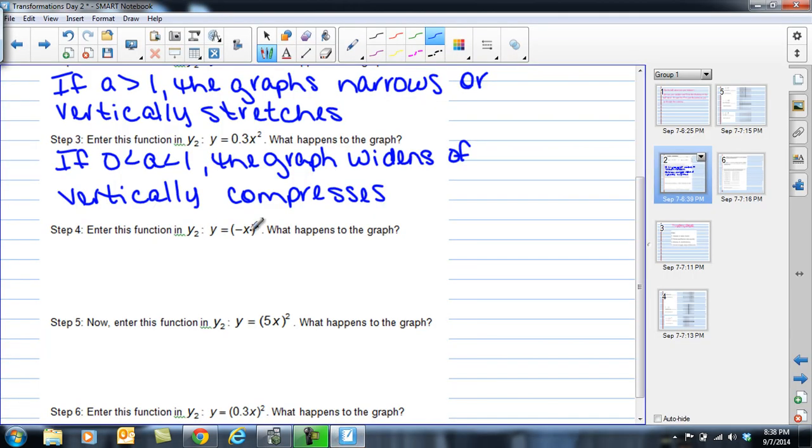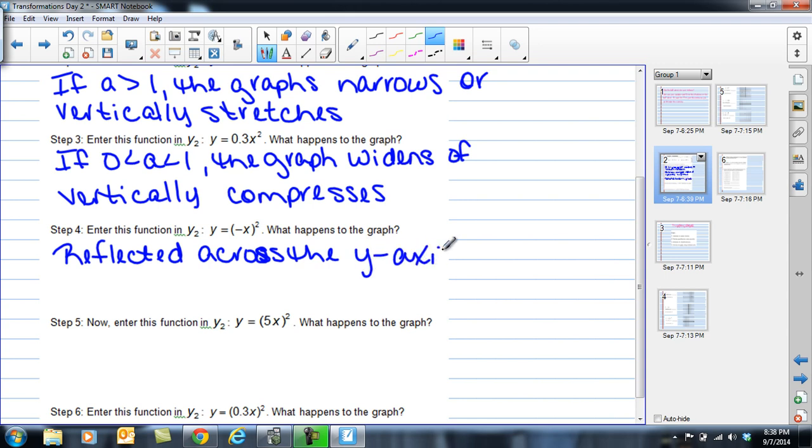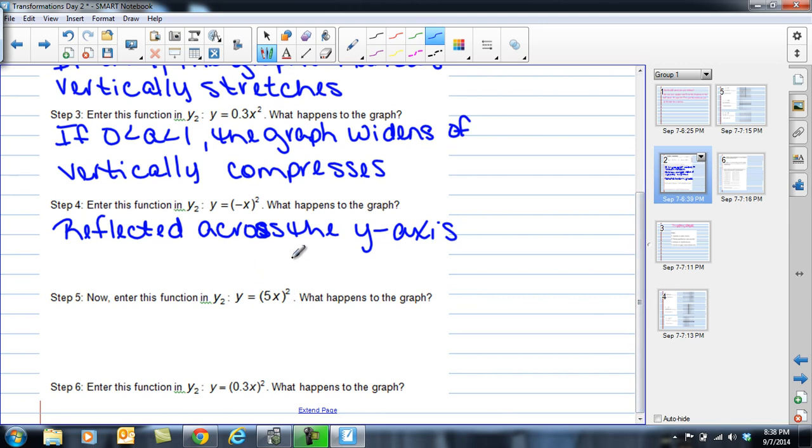So when I graph and the whole quantity gets taken to the negative, this then reflects it across the y-axis instead of across the x-axis. If the negative is outside, it flips below the x-axis. If the negative is inside, it flips across the y-axis, and so it flips left and right instead of up and down.